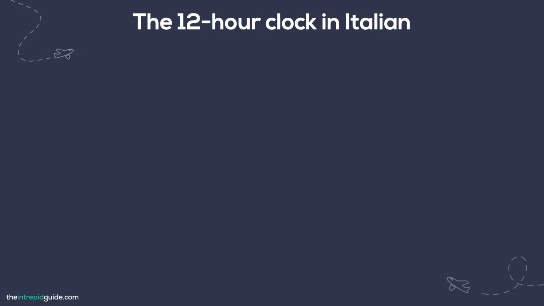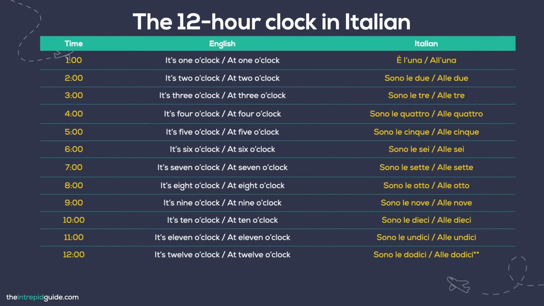Essentially, after 12, the count restarts. 1, 2, 3, and so on. Here's how time is expressed using this system. È l'una. All'una. It's 1 o'clock. At 1 o'clock. Sono le 2. Alle 2. It's 2 o'clock. At 2 o'clock. Sono le 3. Alle 3. It's 3 o'clock. At 3 o'clock. Sono le 4. Alle 4. It's 4 o'clock. At 4 o'clock. Sono le 5. Alle 5. It's 5 o'clock. At 5 o'clock. Sono le 6.